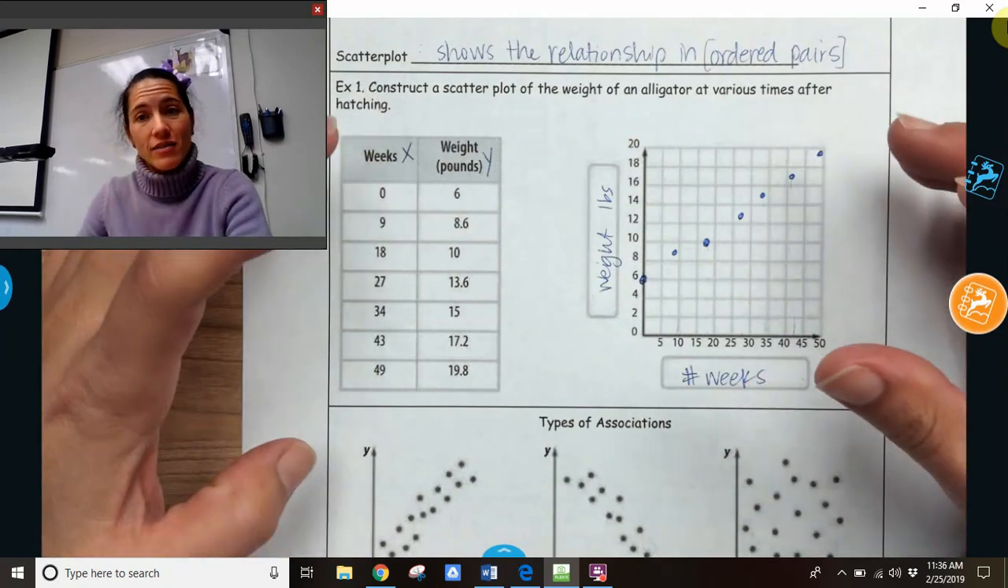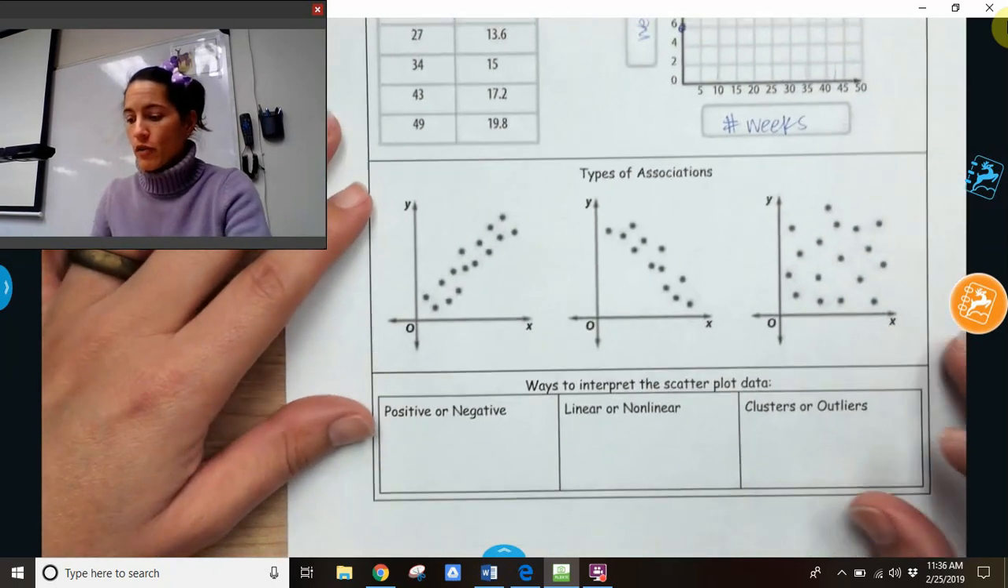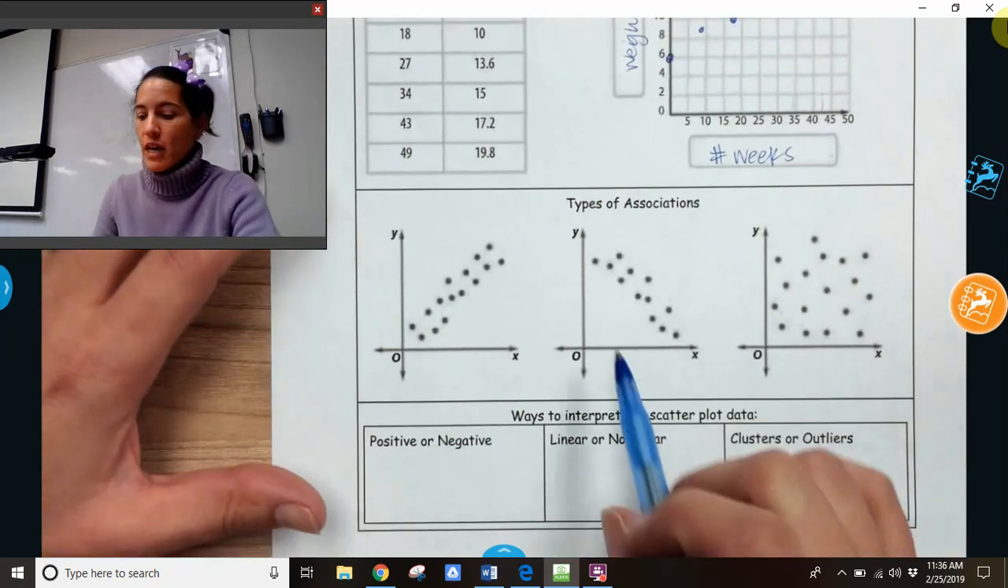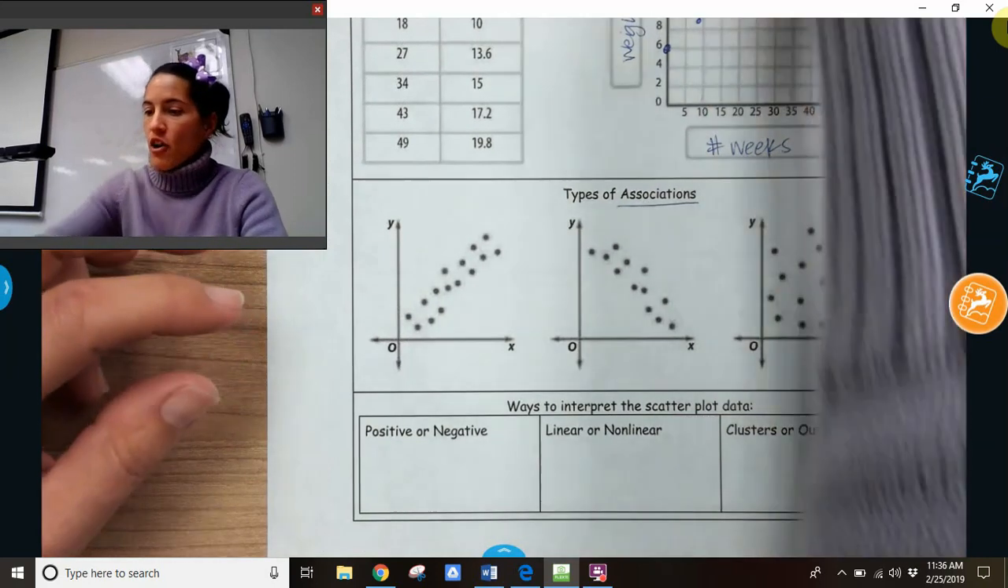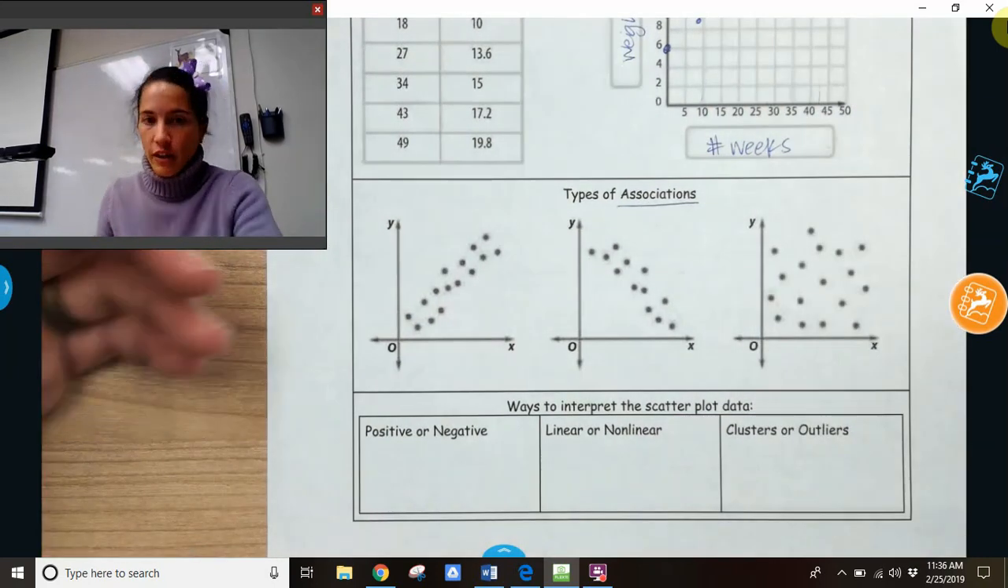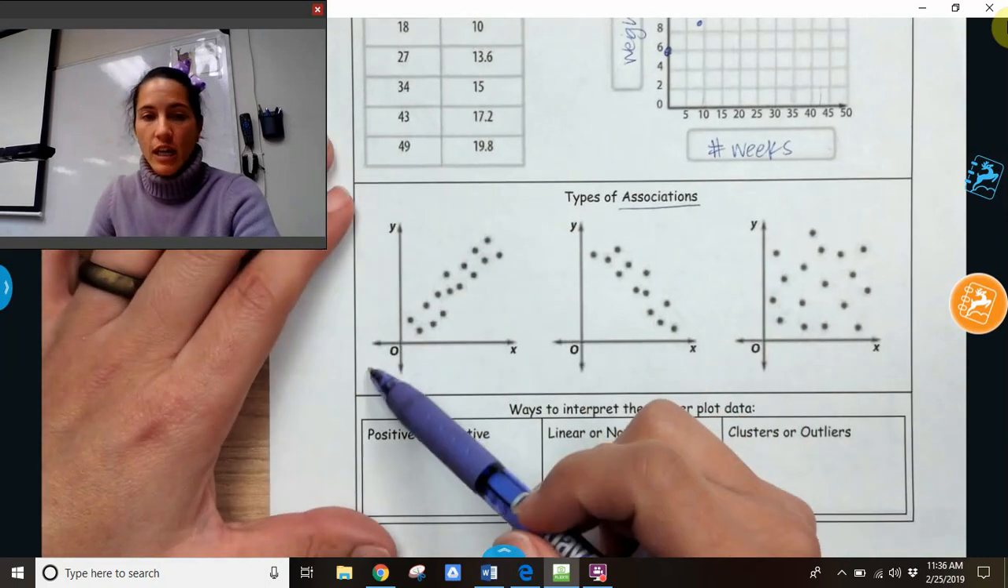There are things about scatter plots that you are responsible for knowing. So let me go over a few of those. So in the bottom right here, we have types of associations. There are 3 ways a scatter plot could go. This is just an example of a scatter plot. I didn't give you any values. I didn't give you any units.